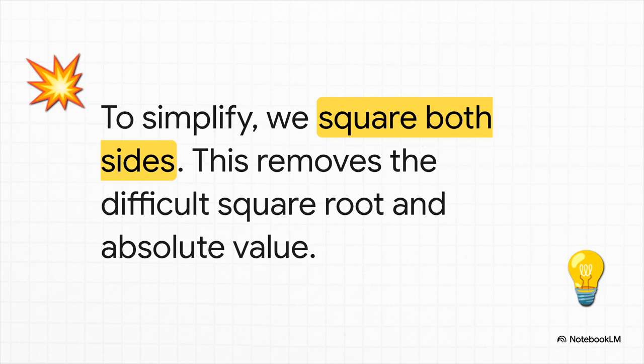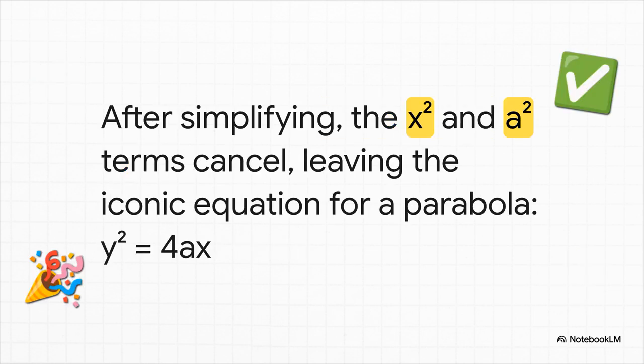Now, to do any real algebra, we've got to get rid of that pesky square root. And the key move is simple but super powerful. We just square both sides of the equation. This kills the square root on the left and also gets rid of the absolute value on the right, which lets us really start cleaning things up. And here's the magic. Once we expand out those squared parts, you'll see that the x squared and a squared terms on both sides just cancel each other out. We rearrange what's left, and we end up with this beautiful, iconic equation, y squared equals 4ax. We just built this standard equation for a parabola from a single, simple rule. How cool is that? Fantastic.